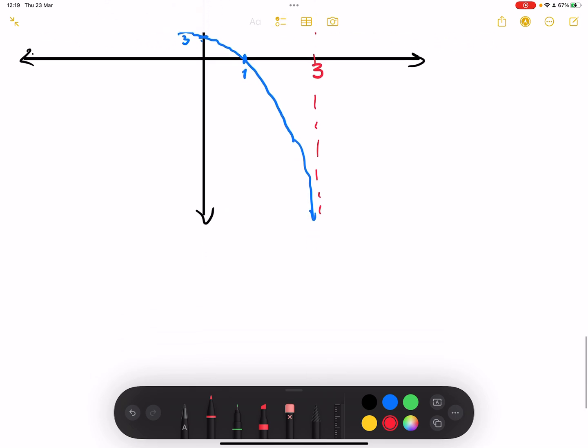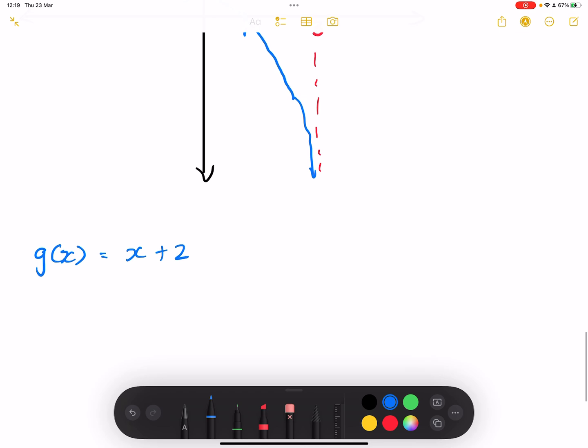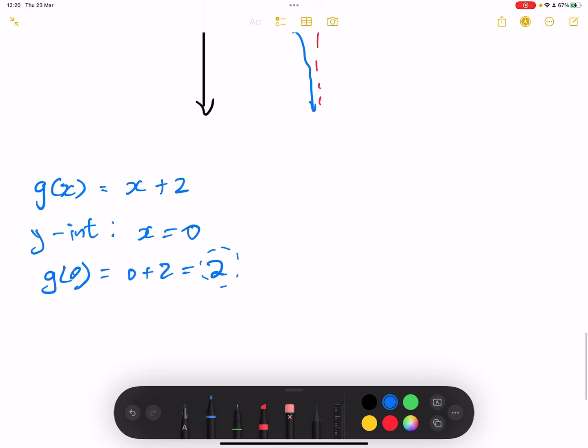And now let's look at the graph of g. We know that g of x is equal to x plus 2. So what would be the x-intercept? This is where y is equal to 0. For the y-intercept, this is where x is equal to 0. If we substitute g of 0 there, it will simply give us 0 plus 2, which is 2. So we know this graph would cut at y is equal to 2, so that would be at the point 0 and 2.